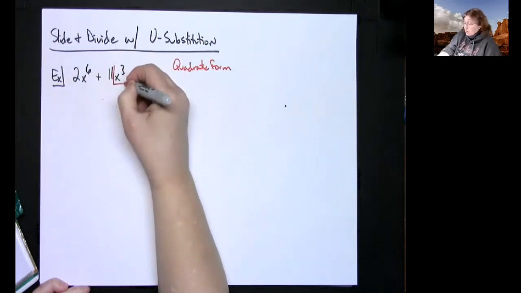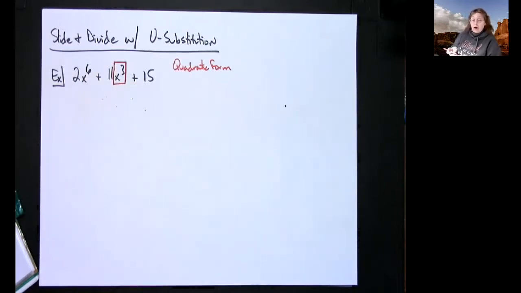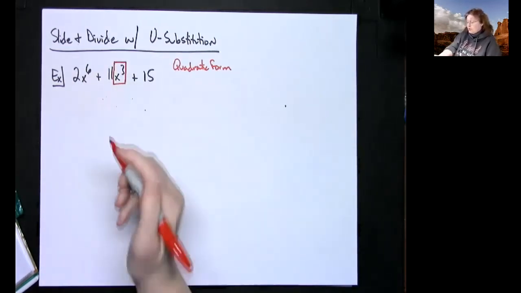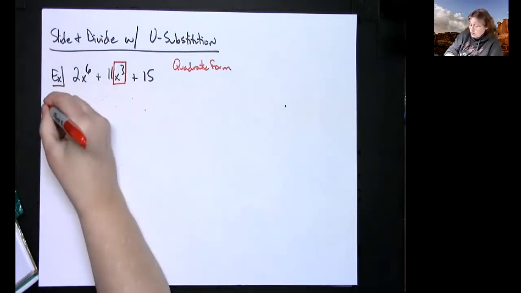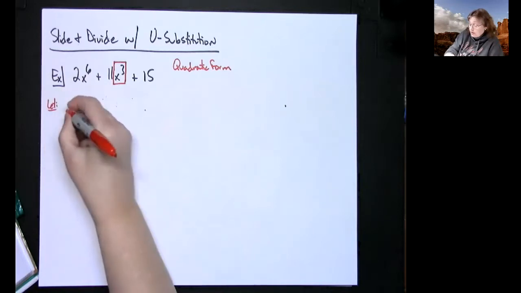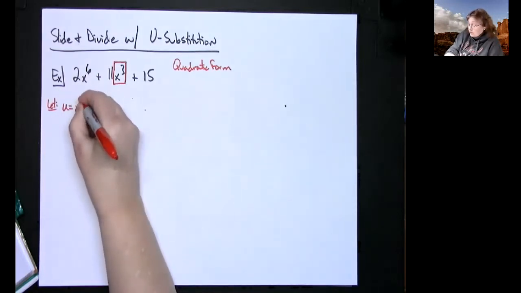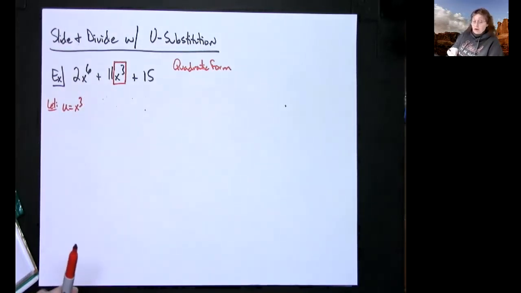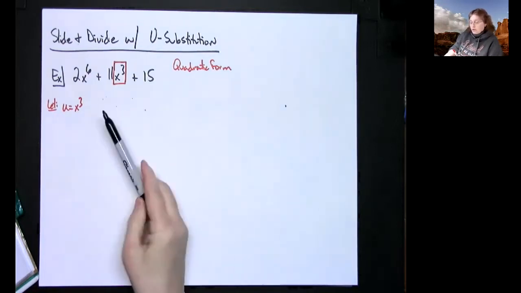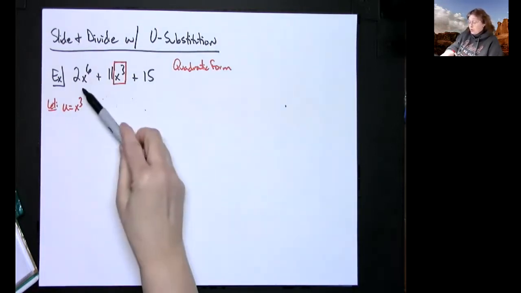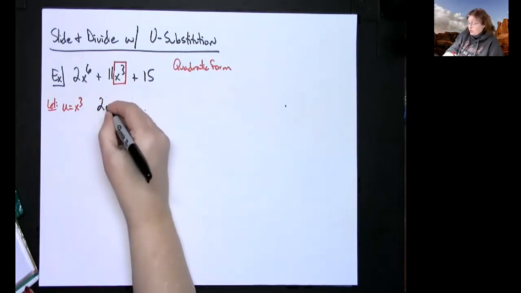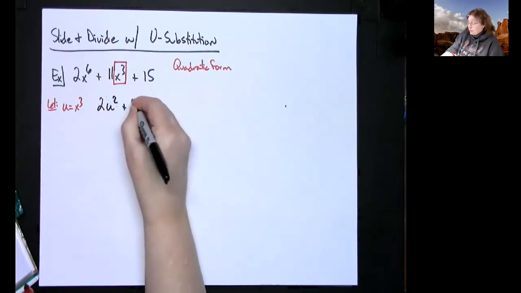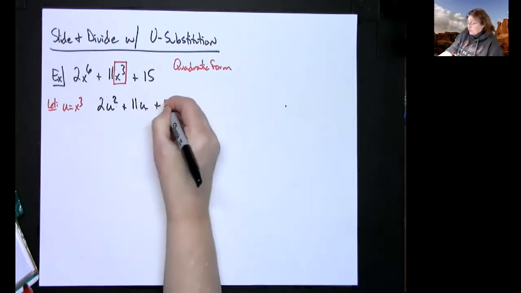On a U substitution, if you're actually going to apply it, we let that middle term and middle exponent be our U. So we're going to let U equal the x to the third. And then what does it always turn out to be? It always turns out to be your coefficients with a U squared and a U every time. So 2U squared plus 11U plus 15.